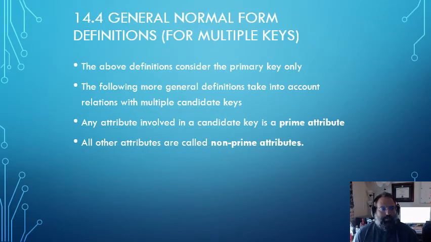14.1 General normal form definitions for multiple keys. The above definitions consider the primary keys only. The following more general definitions take into account relations with multiple candidate keys. An attribute involved in a candidate key is a primary attribute. All other attributes are called non-primary attributes.